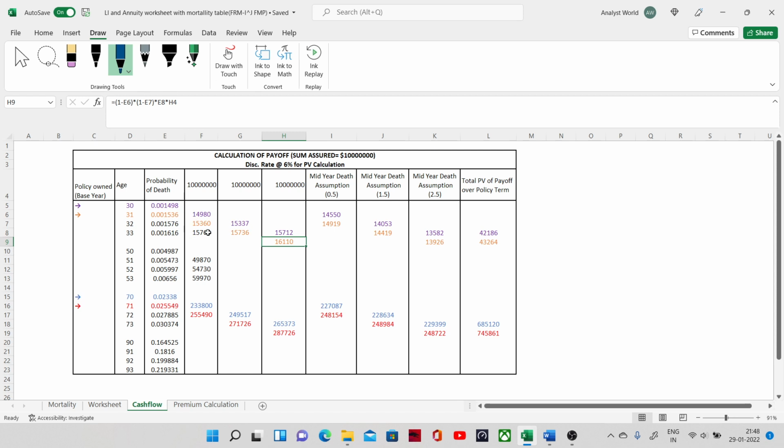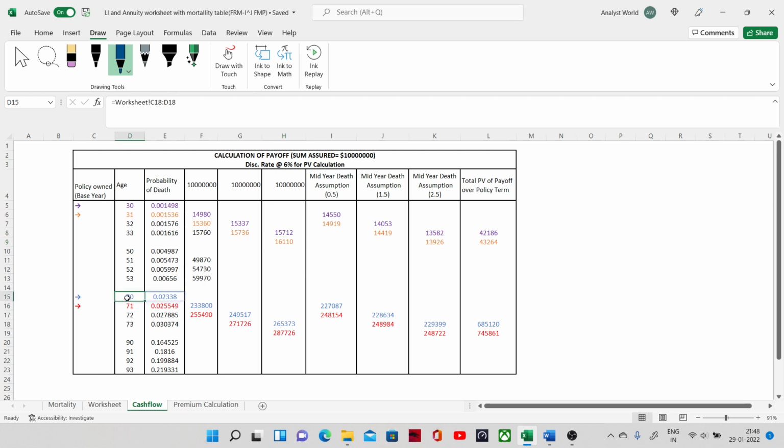1 minus probability of death in the first year multiplied by 1 minus probability of death in the second year multiplied by the unconditional probability of death in the third year. Okay, multiplied by the sum assured, which is $10 million each year. Okay, so that's the whole thing. So we have got the cash flows out here.